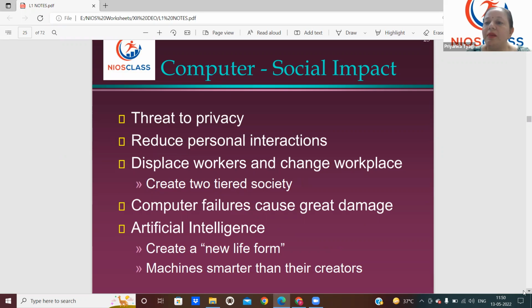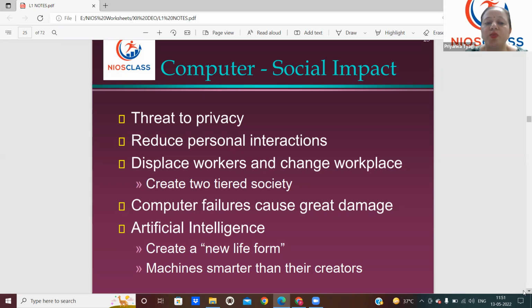Now, what is the impact of computers on our social life, the social impact, right? First of all, if I compare today's scenario, today we are doing video conferencing. In this video conferencing, we are sharing information, audio, videos, anything, right? So sometimes there is a threat to privacy. Yes, many types of hacking and mistakes can be made, by which we can lose our data. Reduced personal interaction. Yes, personal interaction will reduce. People are busy with technology most of the time. They are not interacting with each other.